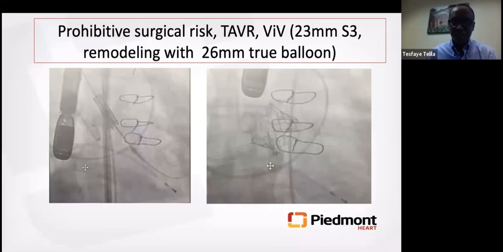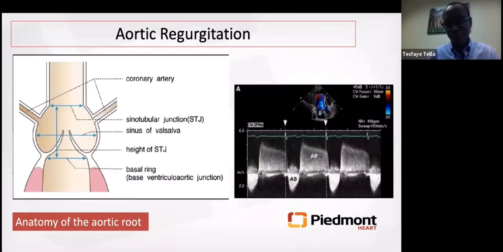He went to complete heart block right after the procedure, but subsequently recovered. As you might imagine, when you deploy this valve, you may actually compress on the bundle, left bundle, and patients can go into complete heart block. This is what I was trying to say.